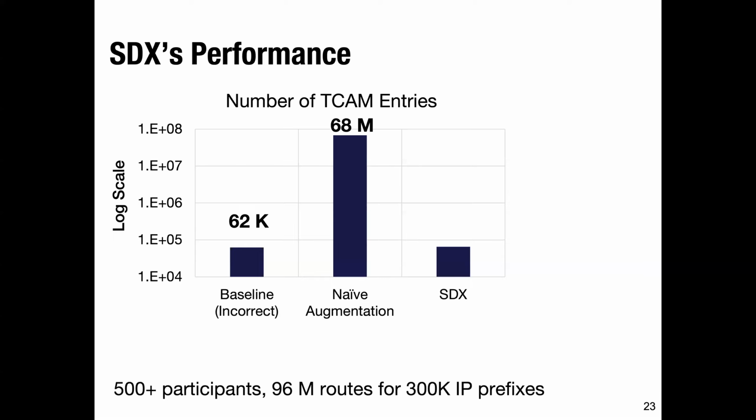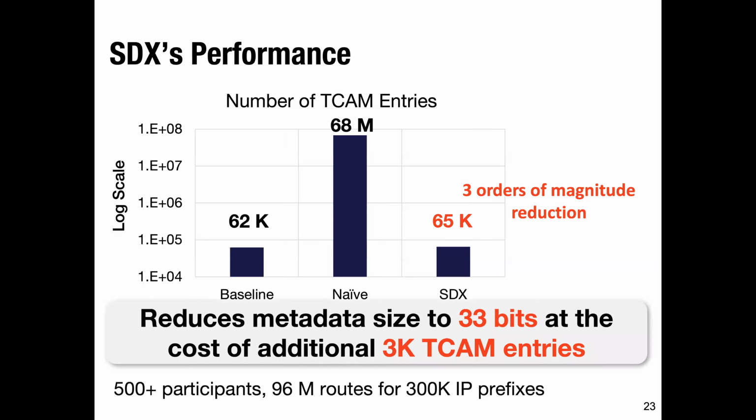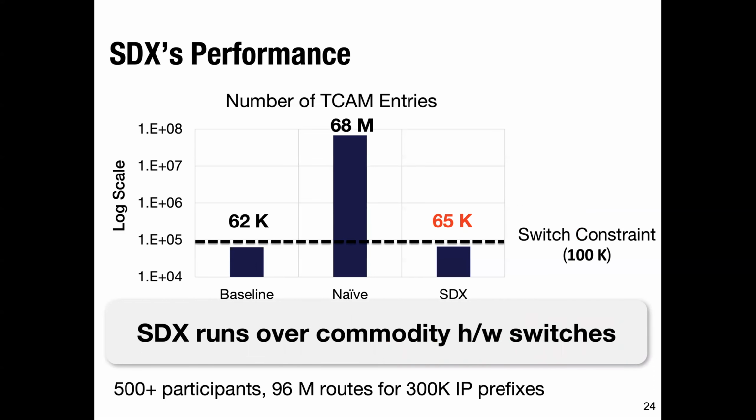As we saw, 100K is basically the upper bound for most of these switches, at least around the time when SDX was conceived. So in comparison to that, SDX is actually able to bring this number down to 65,000, right? So there is around 3 orders of magnitude reduction with these encoding schemes that we have. As I mentioned earlier, this only required 33 bits. So with 33 bits, it was able to make sure that the number of entries is less than 100,000, which was the upper bound from a practical perspective.